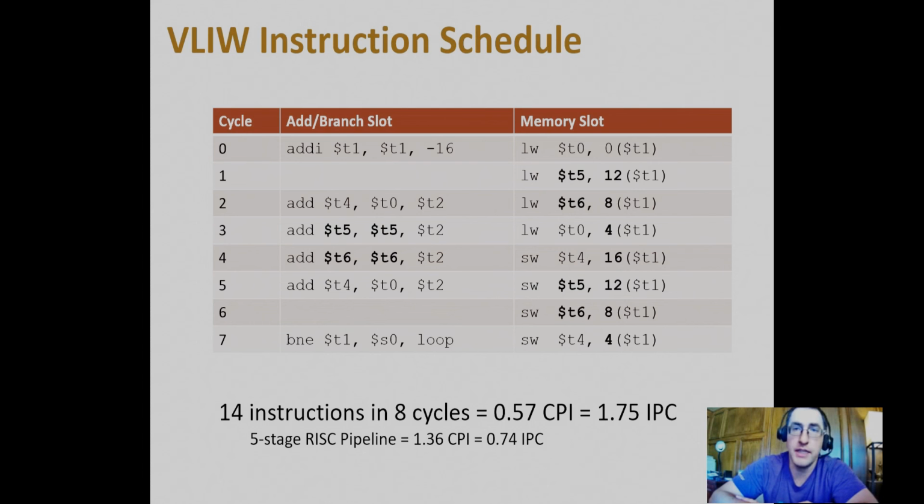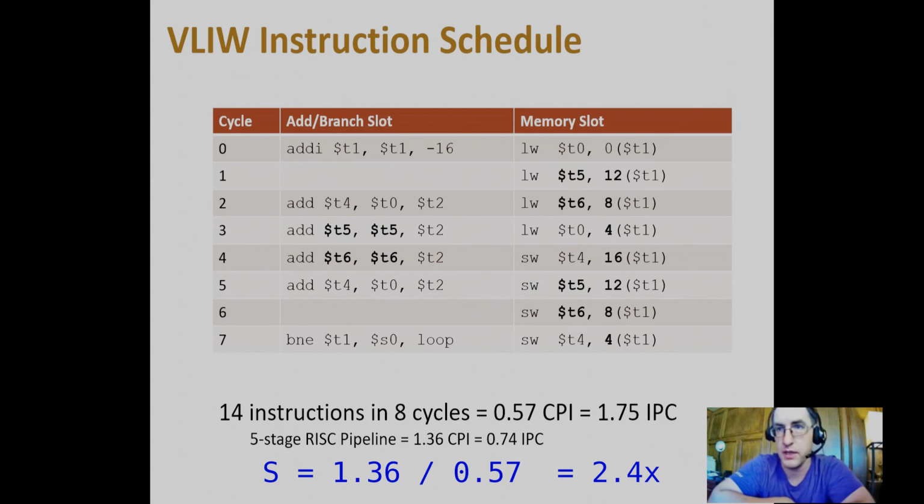So the compiler decides all of this, mostly operating on graphs and trees, in order to assign instructions into these bundles, and then the empty bundle slots will get no-ops put in them. By analysis, we can see that there are 14 instructions and we finished them in 8 cycles, and so we've got an IPC of 1.75. If we had executed this loop in a 5-stage RISC pipeline, we would have gotten 0.74 IPC. From that, we could calculate our speedup if we were so inclined.